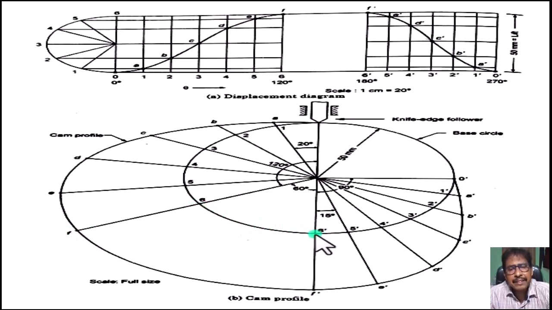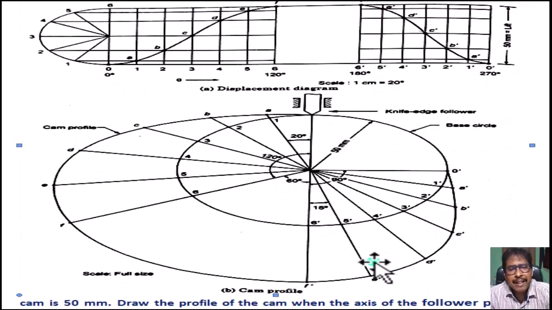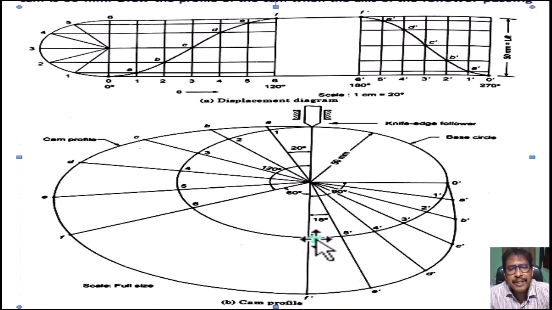Next this is the dwell portion. Now this is the 90 degree angle of descent. This 90 degree is also divided into parts of 15 degree each. Mark 6 dash, 5 dash, 4 dash, 3 dash, 2 dash, 1 dash, 0 dash.